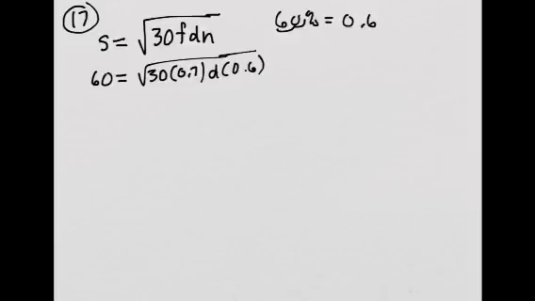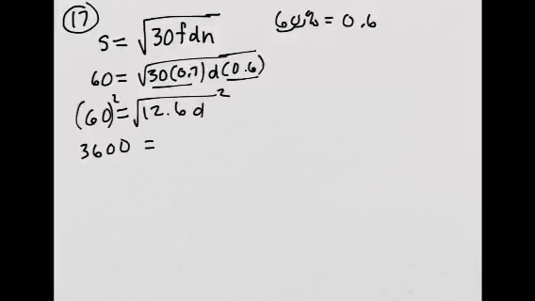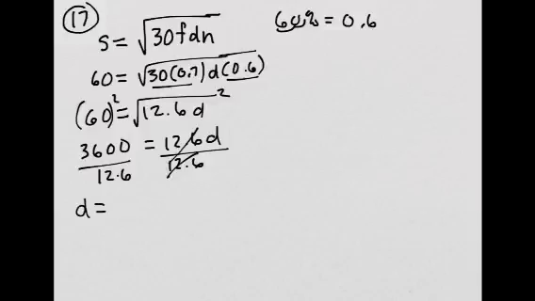Okay, so you take a calculator to multiply these 3 numbers together. So 60 equals, when you multiply those 3 numbers, you get 12.6, and then there's D, and remember it's inside a square root. So we want to get to the value of D. So we square both sides, and this is 3600 on the left side. On the right side is 12.6 D. Divide by 12.6 on both sides. Cancels here. So that gives you D equals approximately 285.7, or approximately 286.